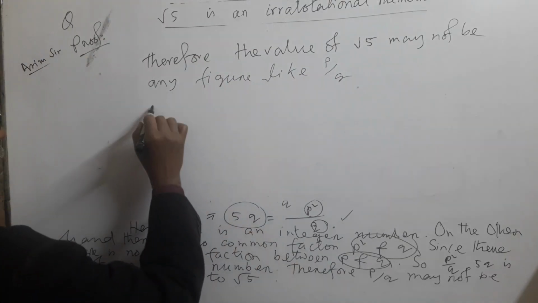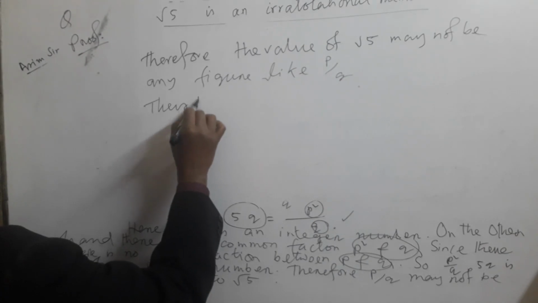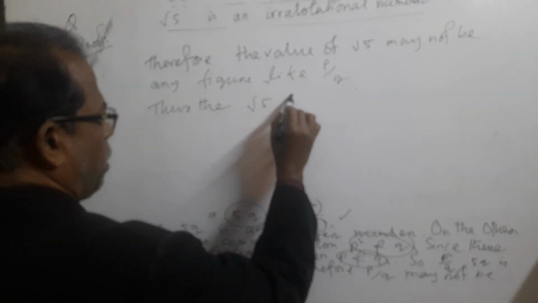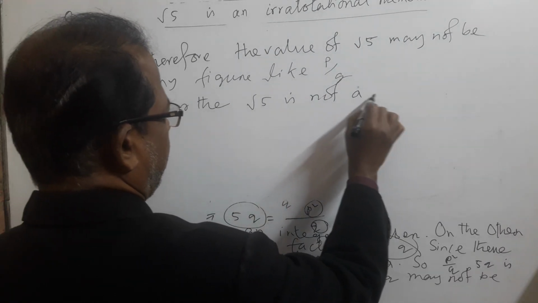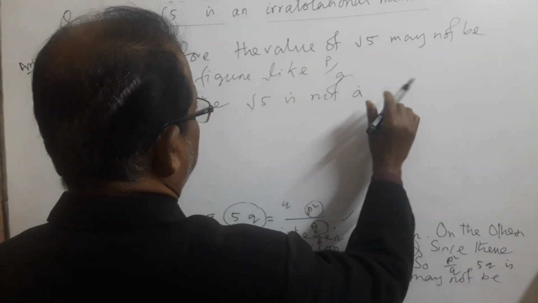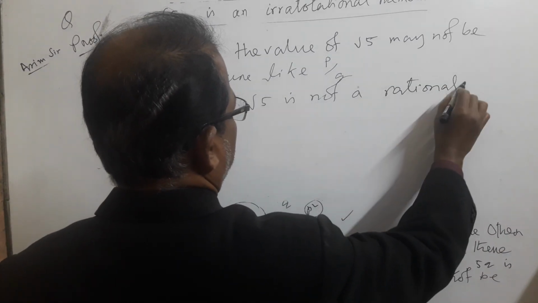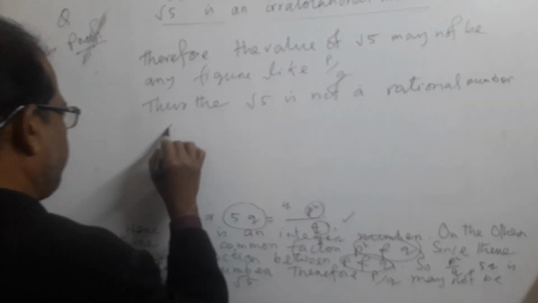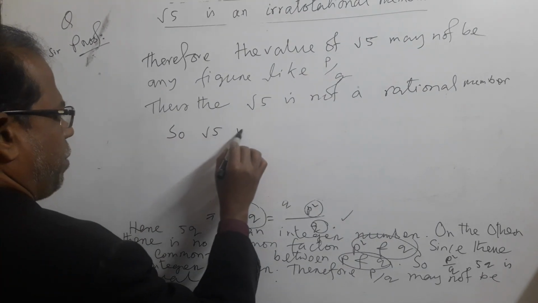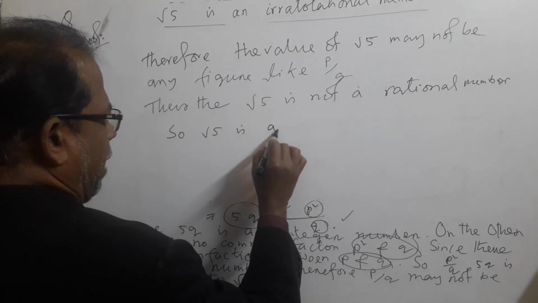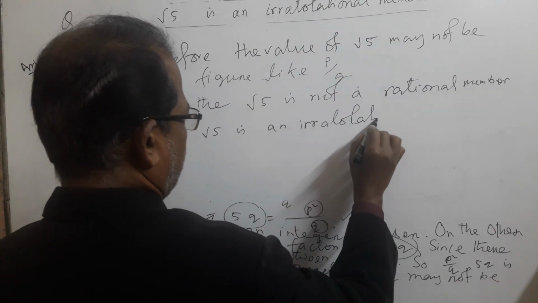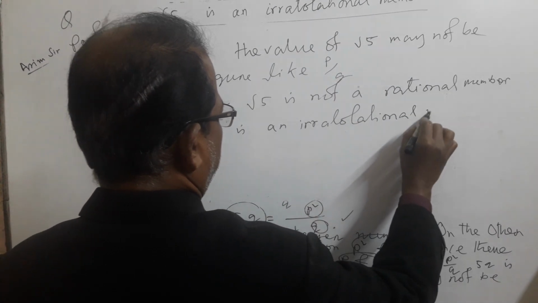Thus root 5 is not a rational number. So root 5 is an irrational number.